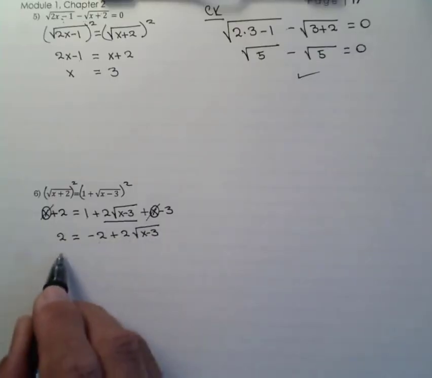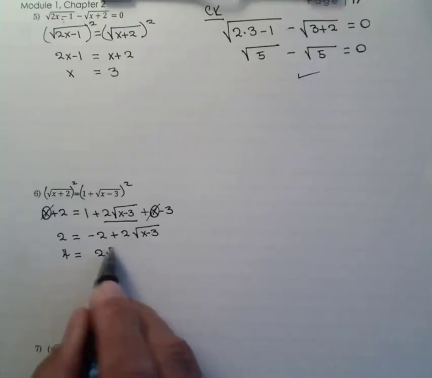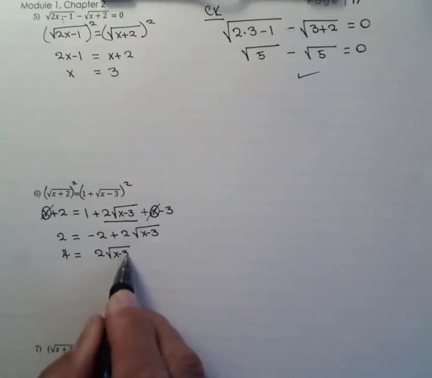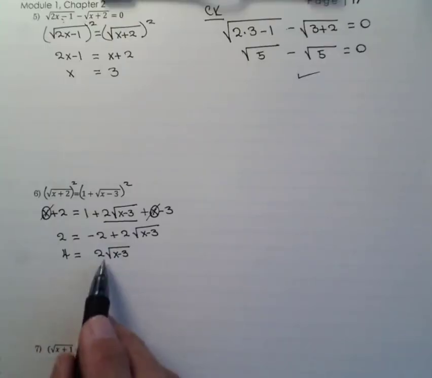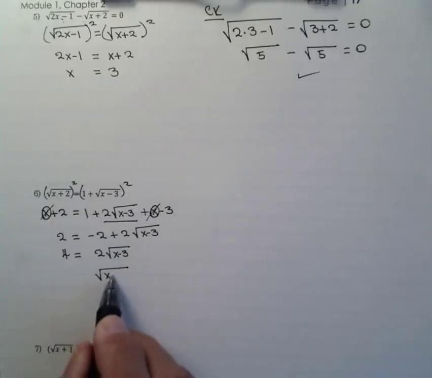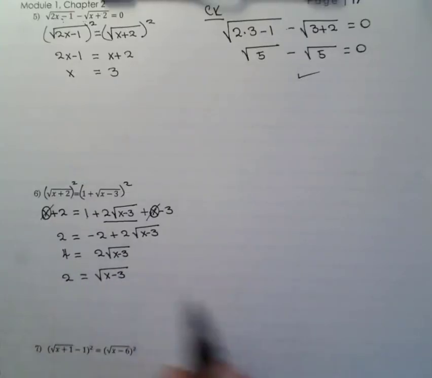Okay, add 2 to both sides. That gives me 4, doesn't it? It's equal to 2 times the square root of x minus 3. And now get rid of my coefficient by dividing by 2. When I divide by 2, I have the square root of x minus 3, right? But I had to divide this side by 2 also, so I have 2.